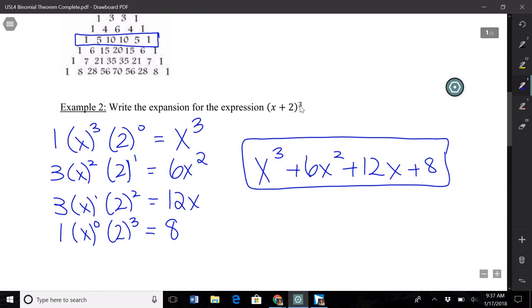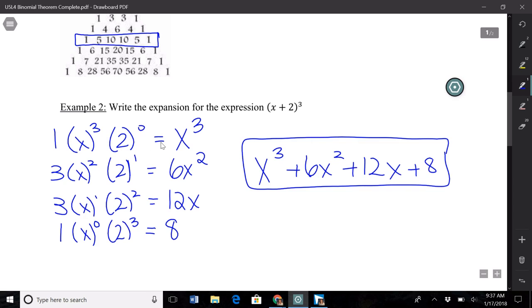If we need to expand (x + 2) cubed, the first thing we need to do is get the third row out of Pascal's triangle. So that's the 1, 3, 3, 1. From there, we take our first term in the binomial, the x, and we put that to the third power, the second power, the first power, and then the 0 power. So the first term starts at the exponent and works its way down. The second term, the 2, starts at the 0 exponent and works its way up. So 0, 1, 2, 3.